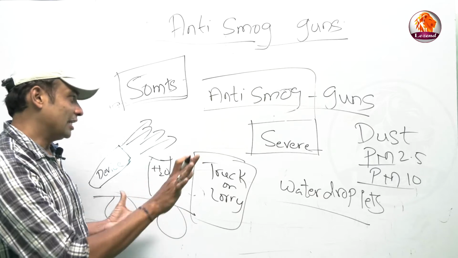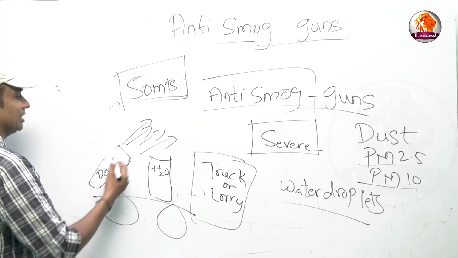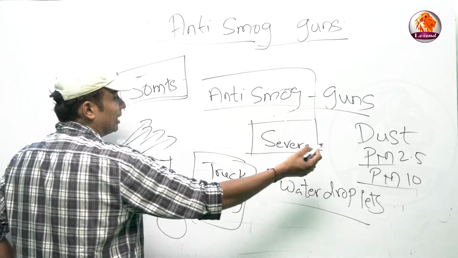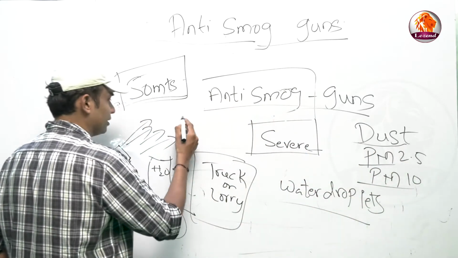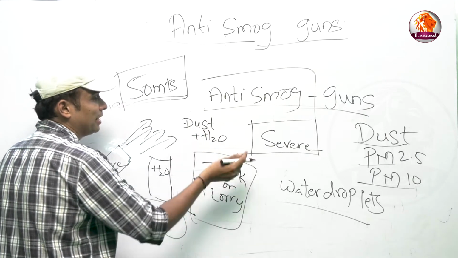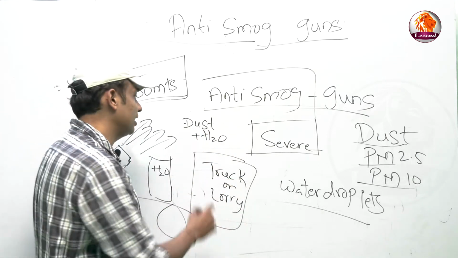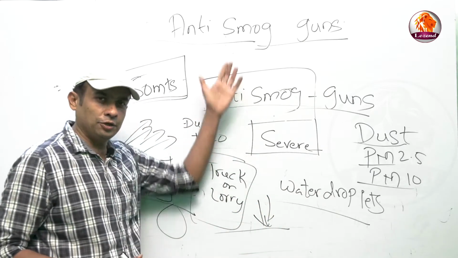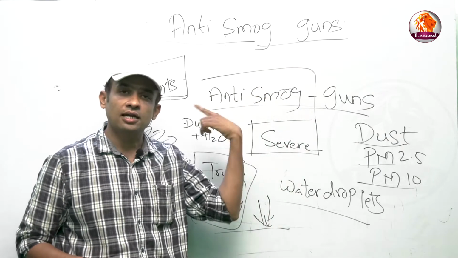Okay, I'll explain that. When water is shot out into the atmosphere, this dust reacts with water, and since it is suspended there, when it reacts with water, it comes down and falls on the ground, right? Hence reducing the level of pollution in that area.